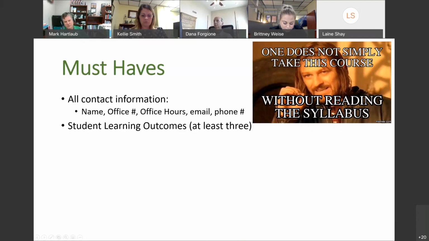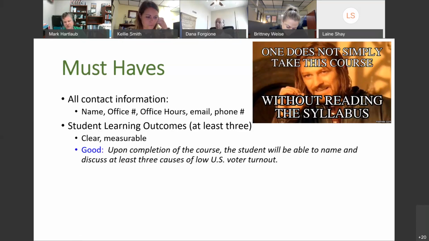Student learning outcomes, you need at least 3, and we usually call those SLOs, student learning outcomes. Has to be 3. Sometimes classes have more than that, but you have to have at least 3 student learning outcomes. They need to be clear and measurable.